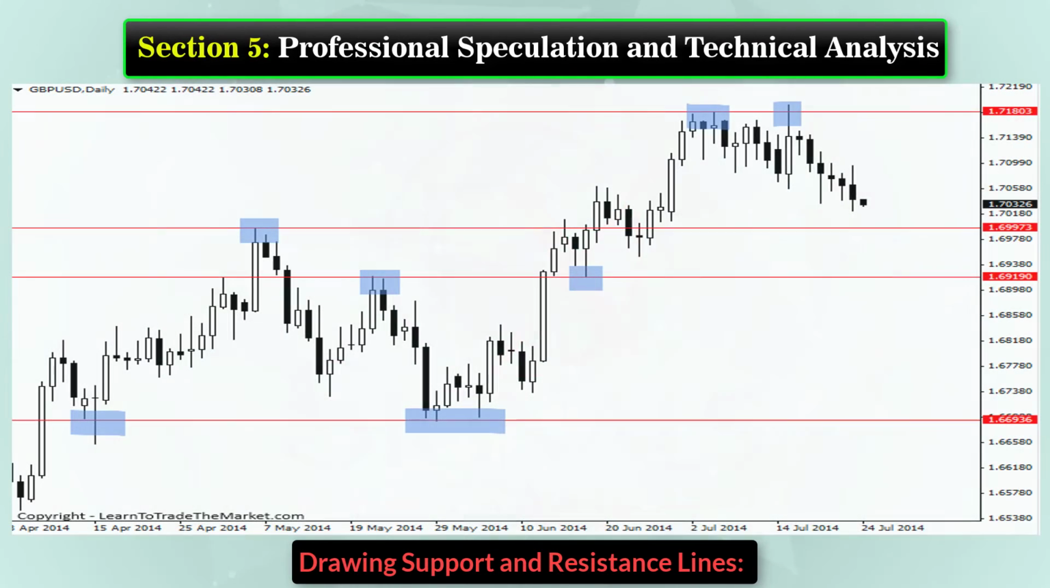Drawing support and resistance lines. The chart image below shows how I would draw in the most important or obvious support and resistance levels on this daily GBP/USD chart.